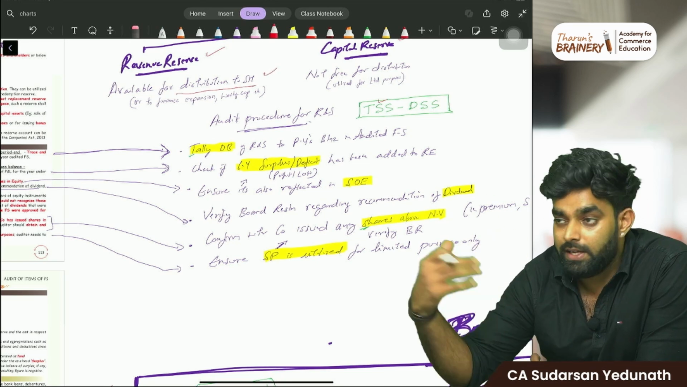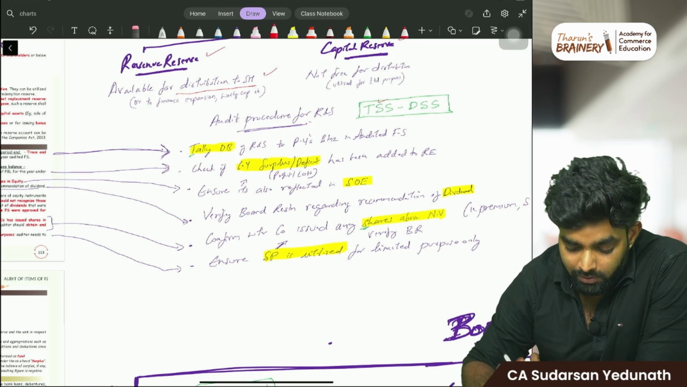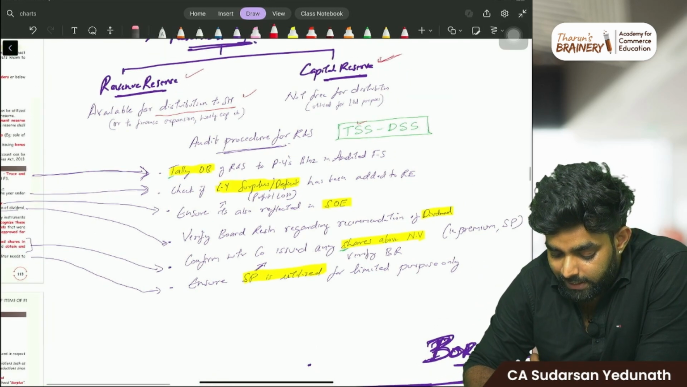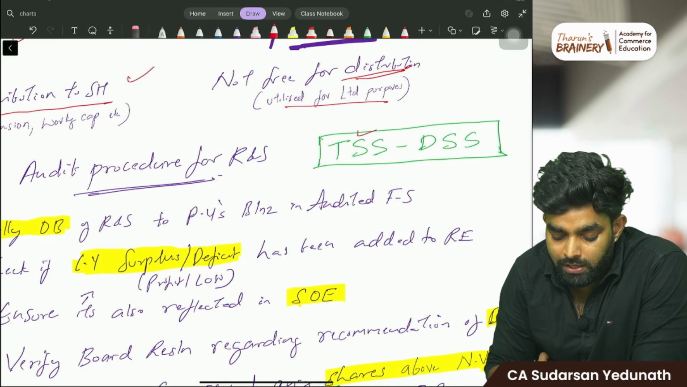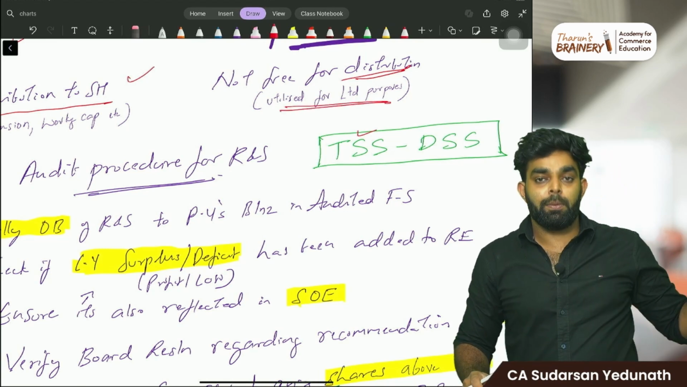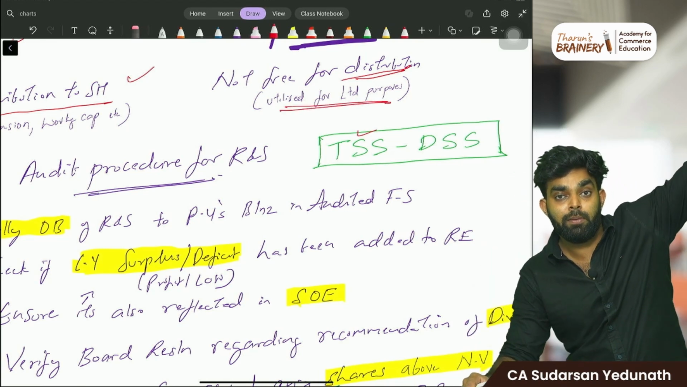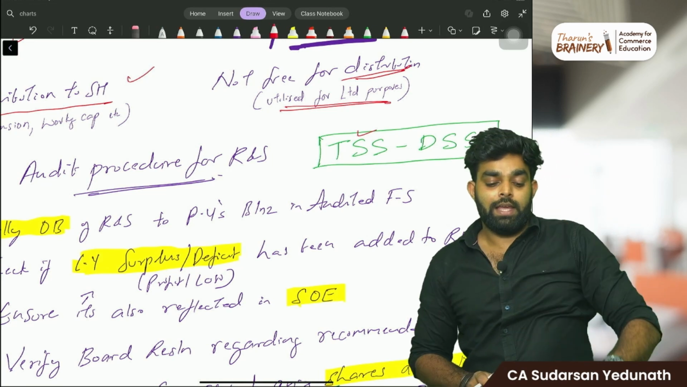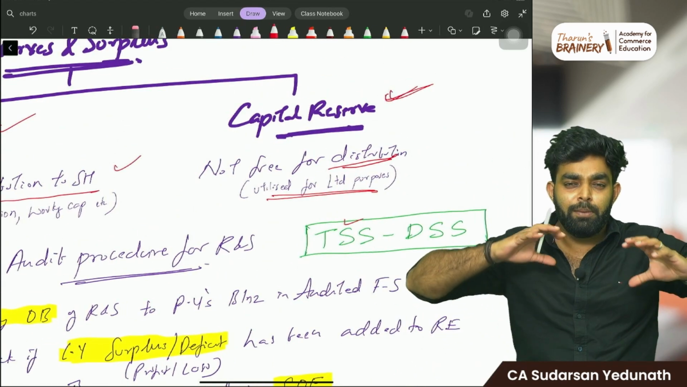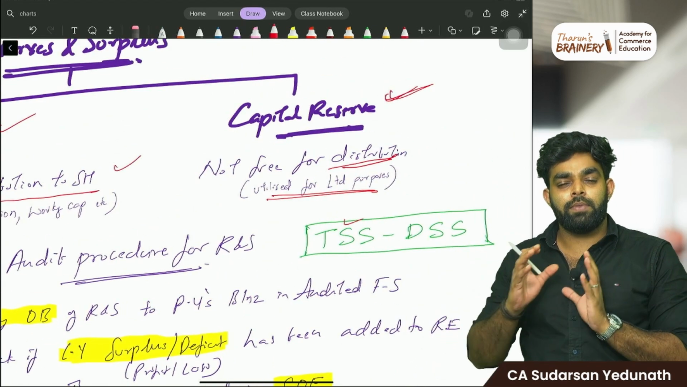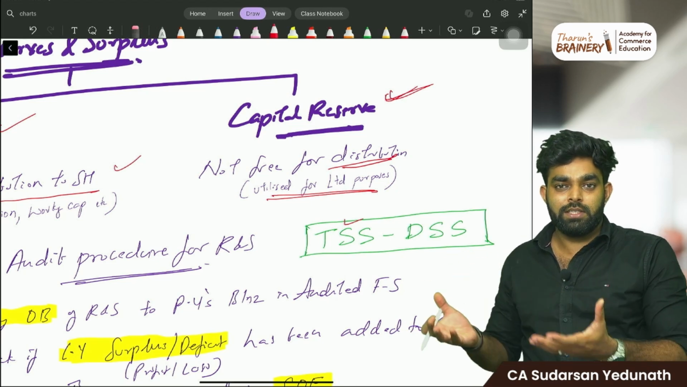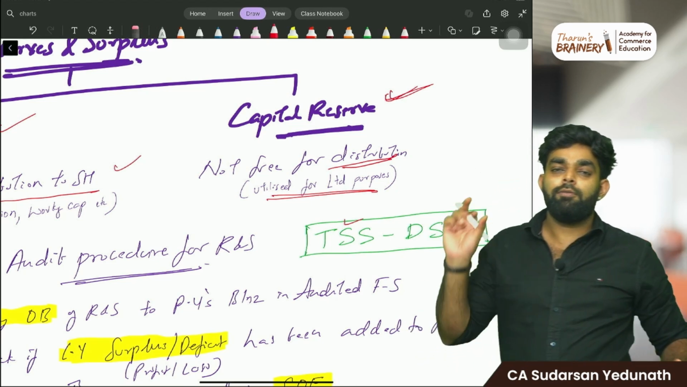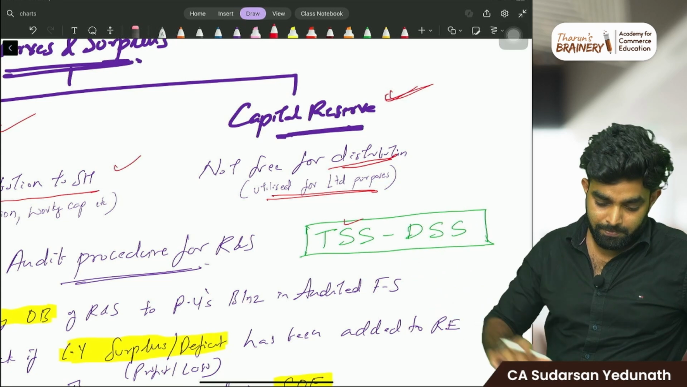Money that you can freely distribute to the shareholder. That is what we call revenue reserve. Capital reserve is money that is not available for free distribution. That is, it can be utilized only for limited purposes, just like the securities premium amount we told. Similarly, the capital reserve also has certain purposes. We can only use that money for that purpose. Capital redemption reserve, debenture redemption, all these things will be there. So it can be used only for that one purpose.